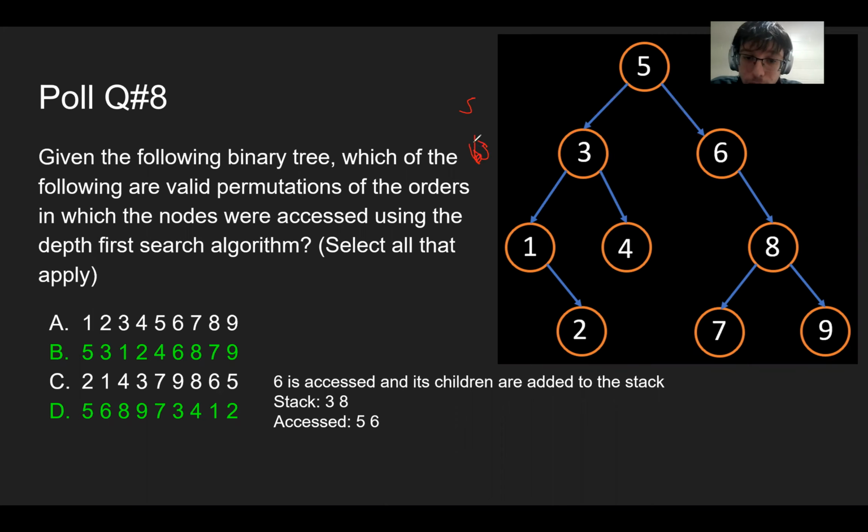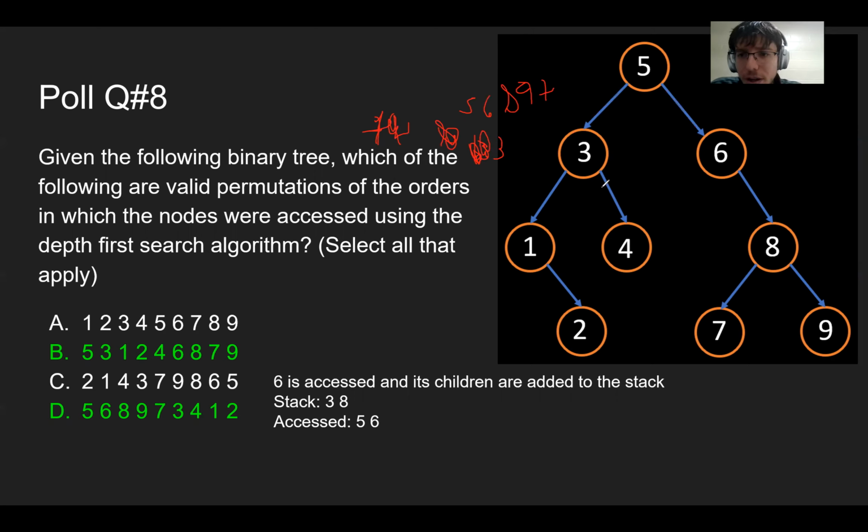Then we delete 6, we add its child 8. We delete the 8 after we access it. We put its children 7, 9. We have 7. Oh, actually, we're going right first, so actually it'll be 9 first. 9, then 7. And then we finally get to the 3.